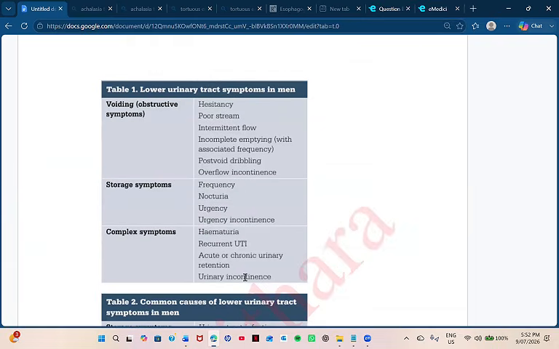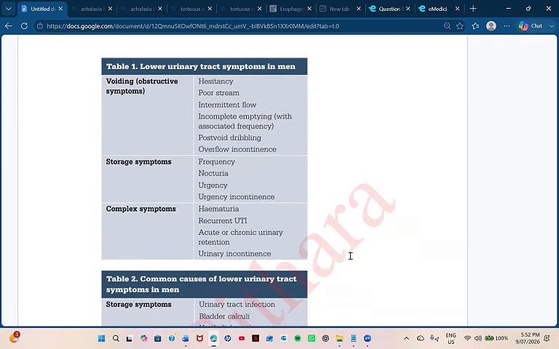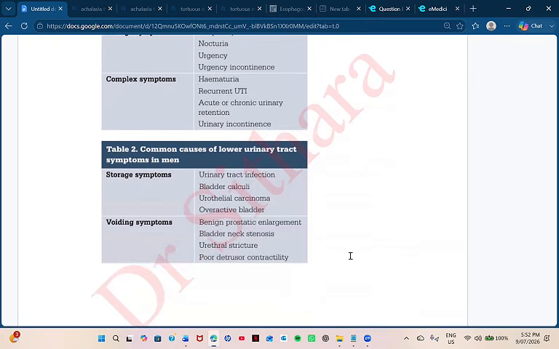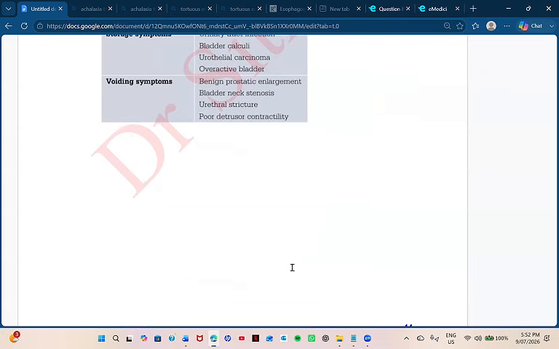We have two types of symptoms: voiding symptoms and storage symptoms. Voiding symptoms are the obstructive symptoms: hesitancy, poor stream, intermittent flow, incomplete emptying, post-void dripping, or overflow incontinence. Storage symptoms are frequency, nocturia, and urgency incontinence. The complex symptoms are hematuria, recurrent UTI, acute or chronic urinary retention, and urinary incontinence. Storage symptoms are due to urinary tract infection, bladder calculi, urethral carcinoma, or overactive bladder. Voiding symptoms, the obstructive features, are due to BPH or bladder neck stenosis, urethral stricture, or poor detrusor contractility, right?